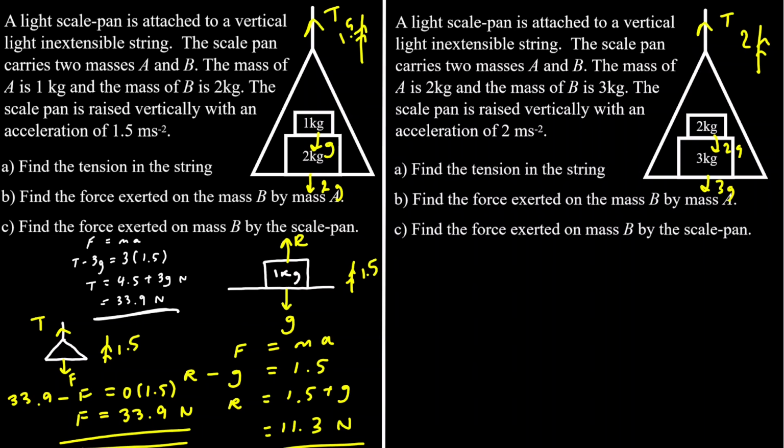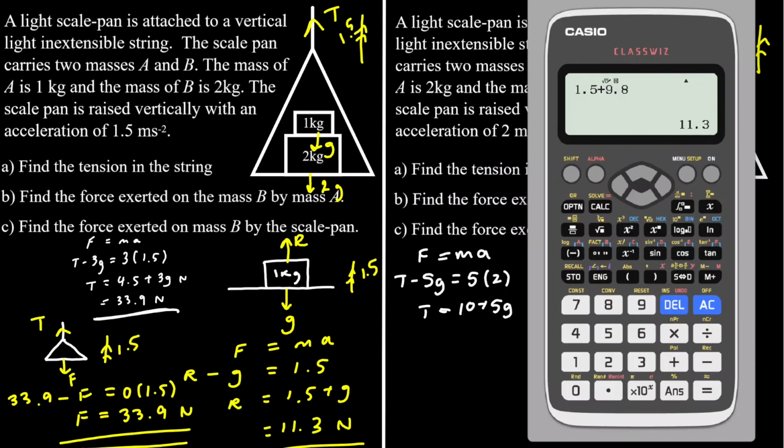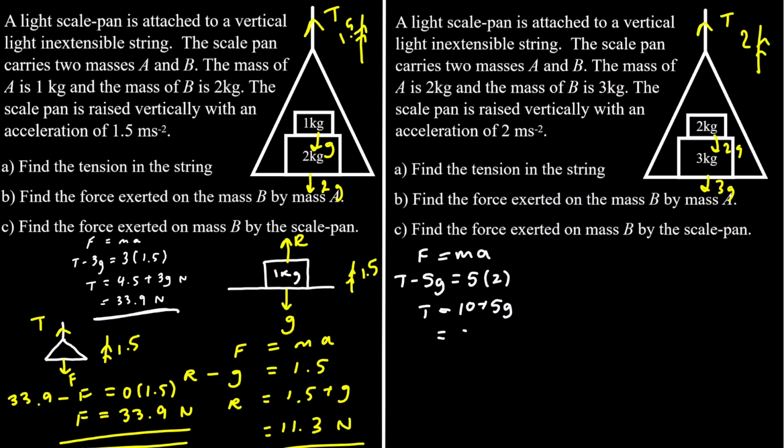So for the whole system, F equals ma, tension minus 5g equals 5 times 2, which is the mass, times the acceleration, which is 2. So the tension is 10 plus 5 times g. 10 plus 5 times g, or 59 newtons.